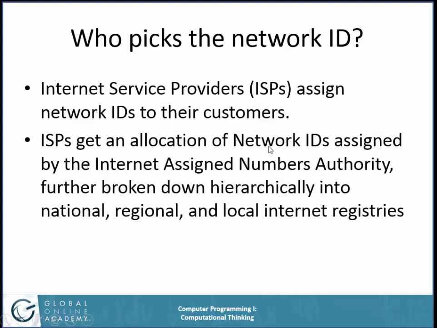Now, who picks the network ID? ISPs assign network IDs to their customers. Where do the ISPs get them? They get an allocation of network IDs assigned by the Internet Assigned Numbers Authority, which is further broken down hierarchically into national, regional, local internet registries. So there might be an internet registry for Southeast Asia, or for Sub-Saharan Africa, or for North America, or for Western Europe.